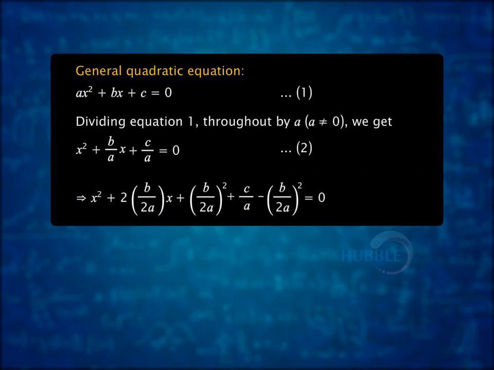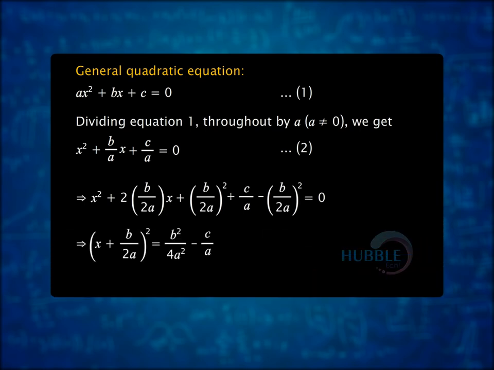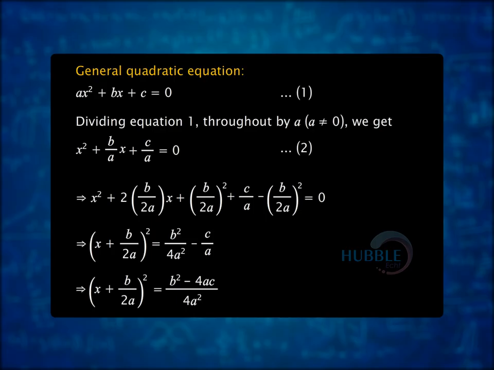Now, to complete the square, rewrite the middle term as twice b by 2a into x. Then, add and subtract b by 2a whole squared to get equation x plus b by 2a whole squared equal to b squared minus 4ac whole upon 4a squared. Let's call this equation 3.